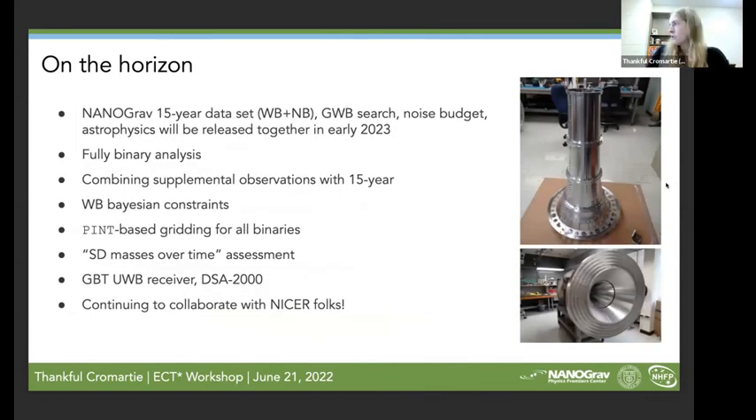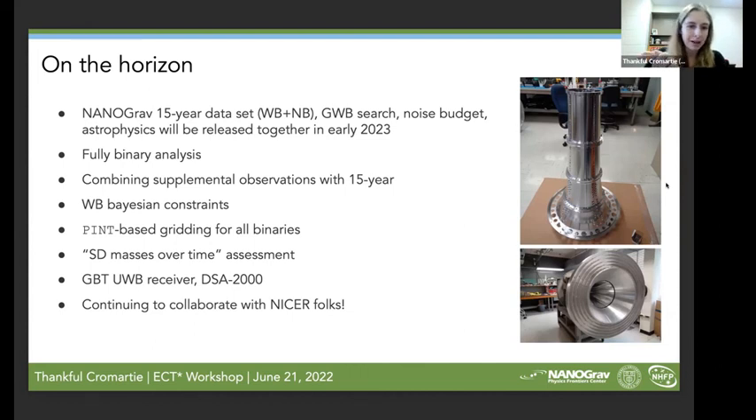Okay, so stuff on the horizon, the 15-year data set. We're going to have a single 15-year data set. This is going to include wideband and narrowband data. That is going to be published alongside the gravitational wave background search that uses those data, as well as a paper about NANOGrav noise budget and astrophysics results. This is all going to be released together, alongside other pulsar timing array results, which is really fantastic, in early 2023.